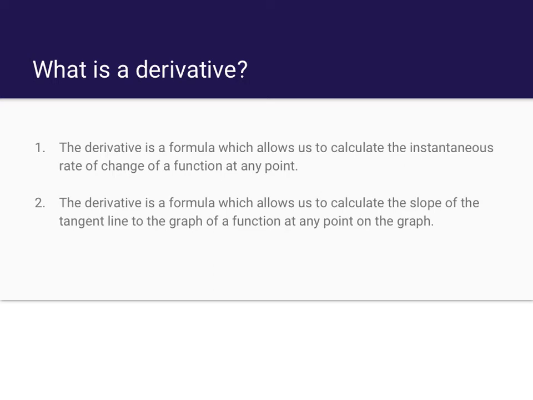The derivative is a formula which allows us to calculate the instantaneous rate of change of a function at any point. The second point of view is this. The derivative is a formula which allows us to calculate the slope of the tangent line to the graph of a function at any point on the graph. Both of these points of view are equally correct, and it turns out that they both describe the same thing.